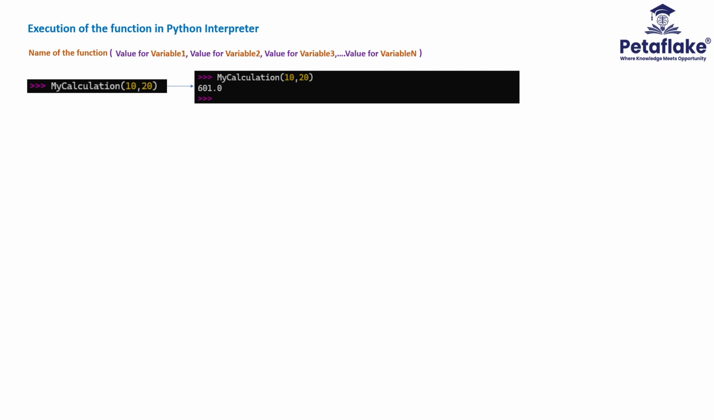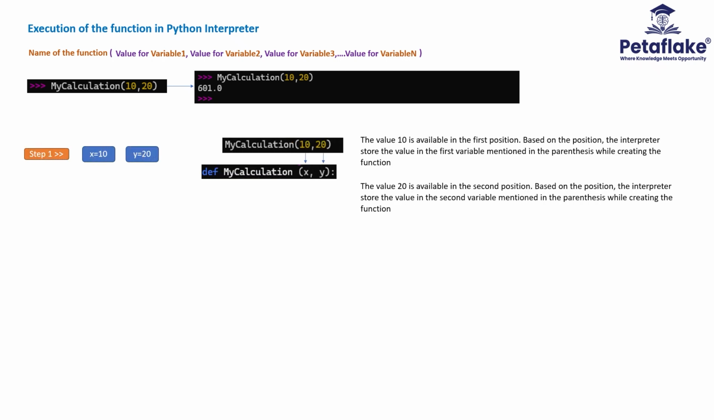We will understand what happened during the execution of the function. In the first step, the interpreter takes the value mentioned at the first position in the parentheses and assigns this first value to the first variable specified in the parentheses during the function creation. In our scenario, x is the variable specified in the first position during the function creation and 10 is the value specified in the first position during the function execution. The interpreter takes the value 10 and assigns this value to the variable x. Similarly, the value in the second position during the function execution is 20 and this value will be assigned to the variable y, which is mentioned in the second position during the function creation.